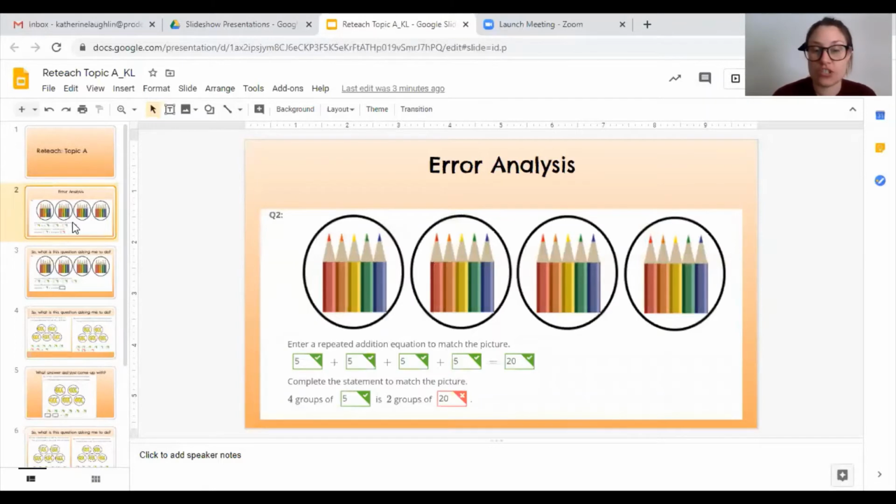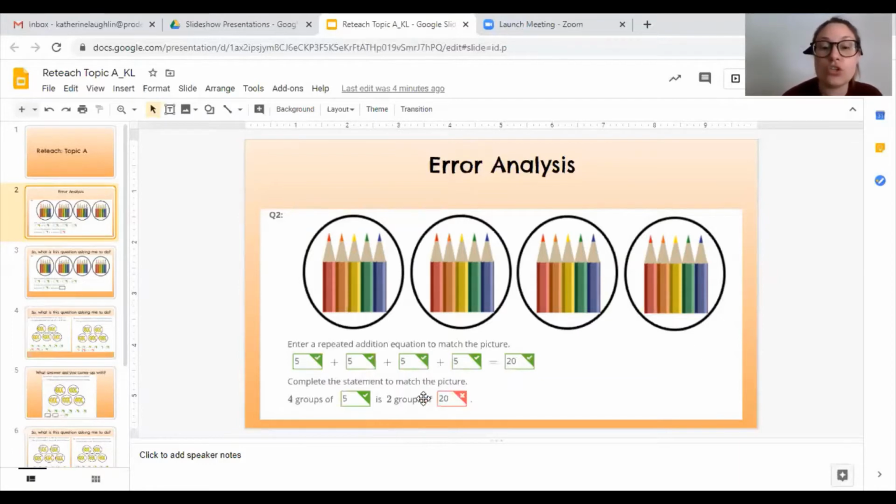So this was question 2. They asked you to enter a repeated addition equation to match the picture, which all of you did, no problem. The tricky part was actually down here. It says complete the statement to match the picture. 4 groups of 5 is 2 groups of blank. And a lot of you put 20 because there are 20 colored pencils in all. Now, it's true that there are 4 groups and there are 5 colored pencils in each one. So if that is true, there has to be 5, 10, 15, 20 colored pencils in all.